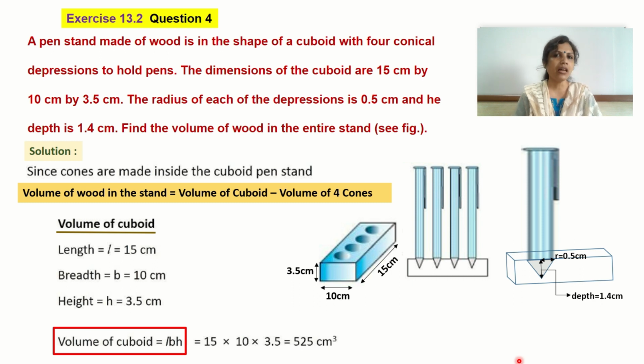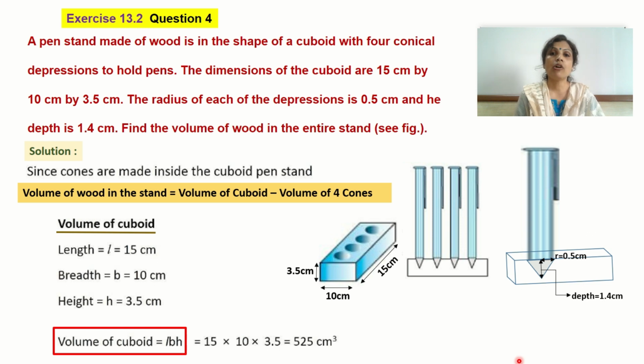Once the formula is made, solving the sum is not very difficult. Let's solve and find out the volumes one by one. So volume of a cuboid first. We are given length, breadth and height. Volume of a cuboid is L into B into H. Simple. Substitute the values: 15 into 10 into 3.5, and our answer is 525 centimeter cube.